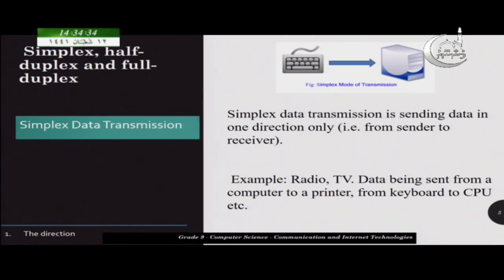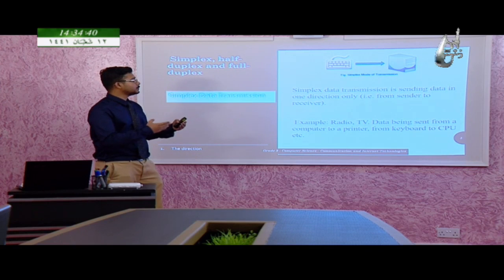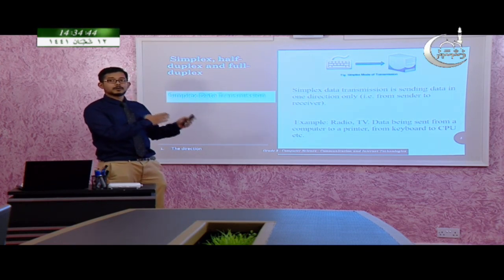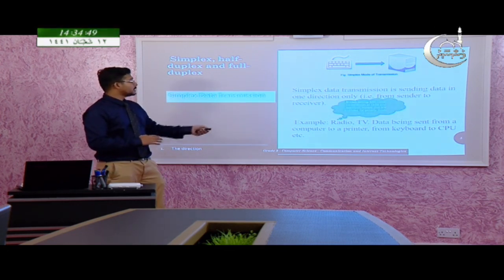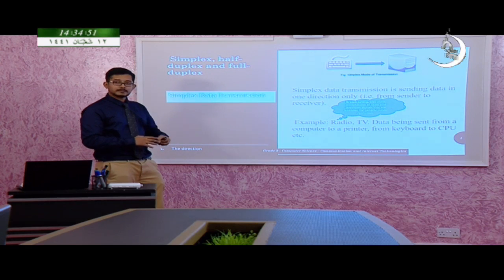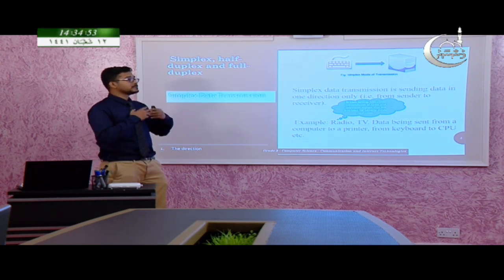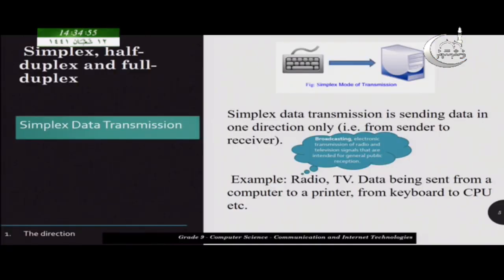Another example is TV. Or if you take examples based on the computer, you can take computer to the printer, or keyboard to the CPU. These things are known as simplex data transmission. Only in one direction can we transmit. So radio does broadcasting. That is the process in which we send the information to a lot of people. That is broadcasting.